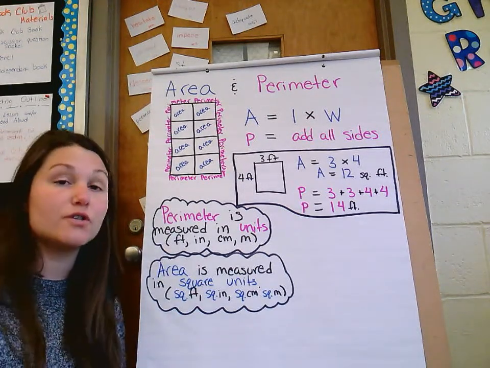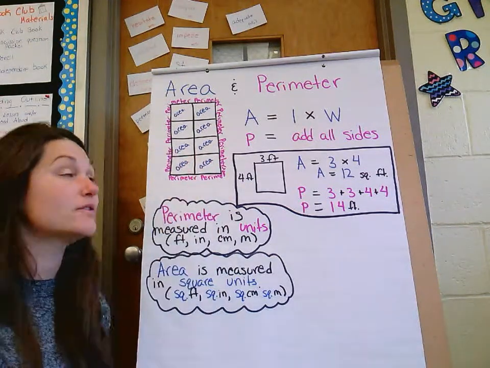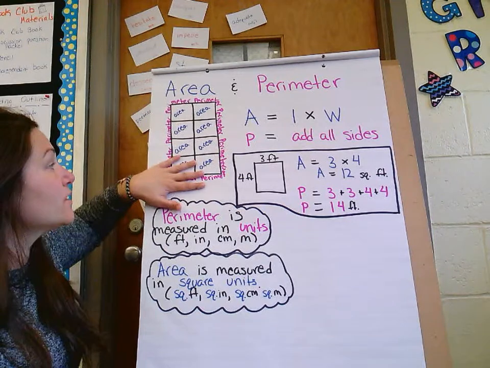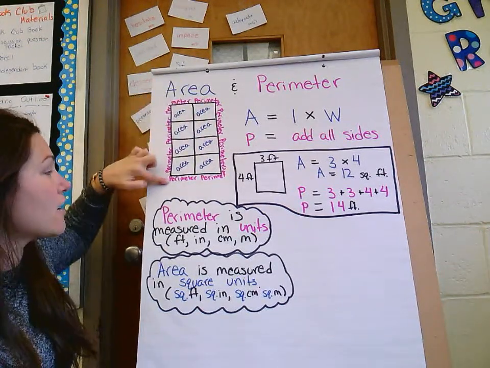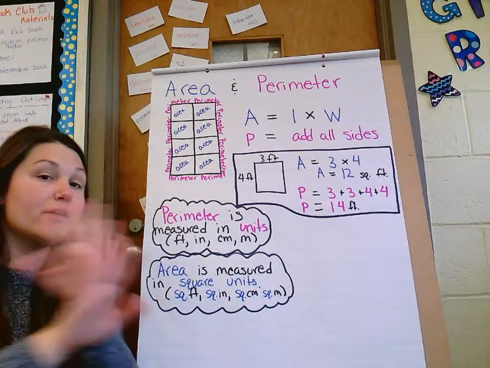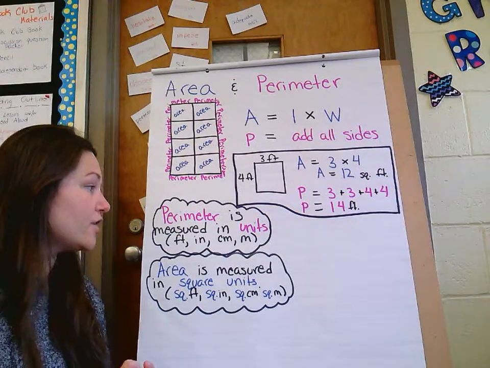Now, something new we're going to start talking about is perimeter. Perimeter is the distance around a figure. And I have a visual here to show area is on the inside, and perimeter would be all the way around. So area is covering a figure, perimeter is finding the distance around the shape.